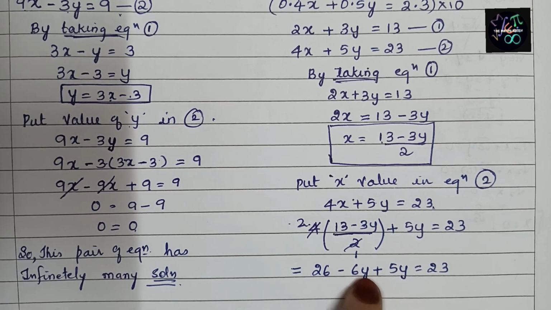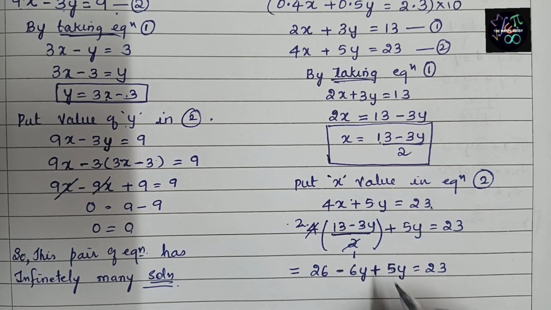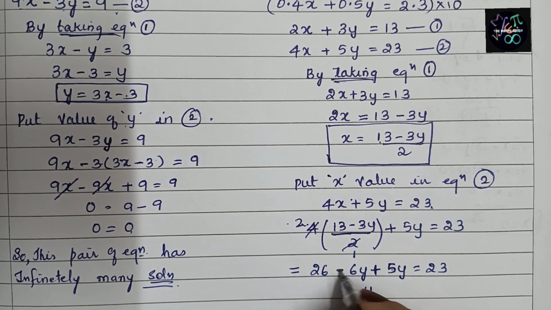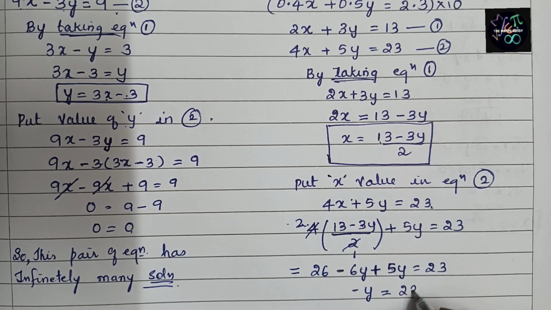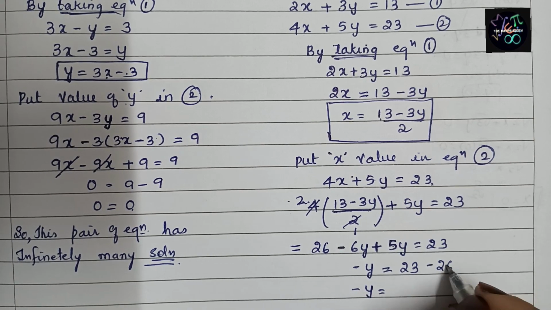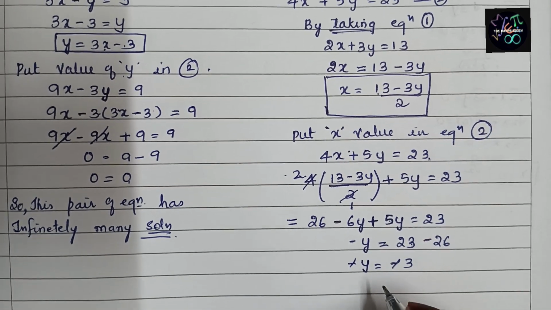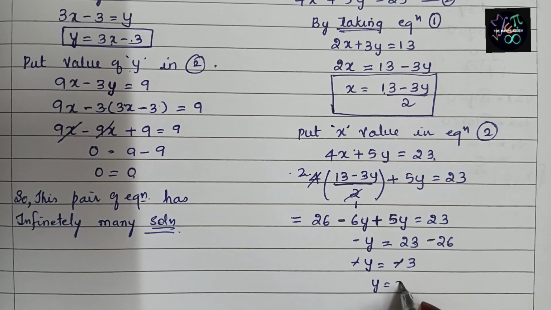Let us calculate y terms on one side and numbers on the other side. Minus and plus is minus 6. From 6 if we remove 5 we get 1y, and the bigger number's sign is minus, so we got minus y. On this side see 23 as it is. I am taking this 26 to this side, so it becomes minus 26. So minus y is equal to 23 minus 26, which is minus 3, with the bigger number's sign. So minus minus got cancelled and we got y is equal to 3.